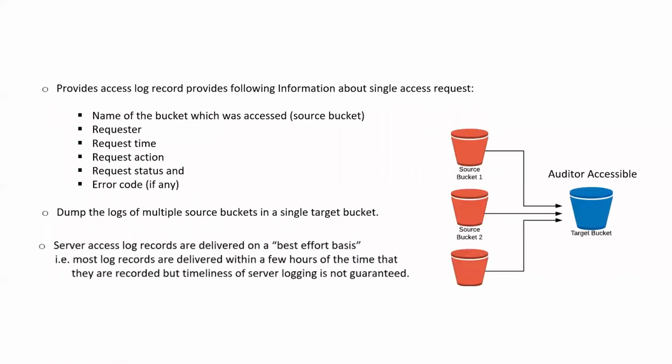Yeah, so what does the record contain? First, let's see just in theory, then I will show you the records and the logs as well. It will contain the name of the bucket which has been accessed, who has accessed that bucket, what the request time was when it was accessed, what kind of action has been performed, what the status was, and if there is any error code, that will be there.